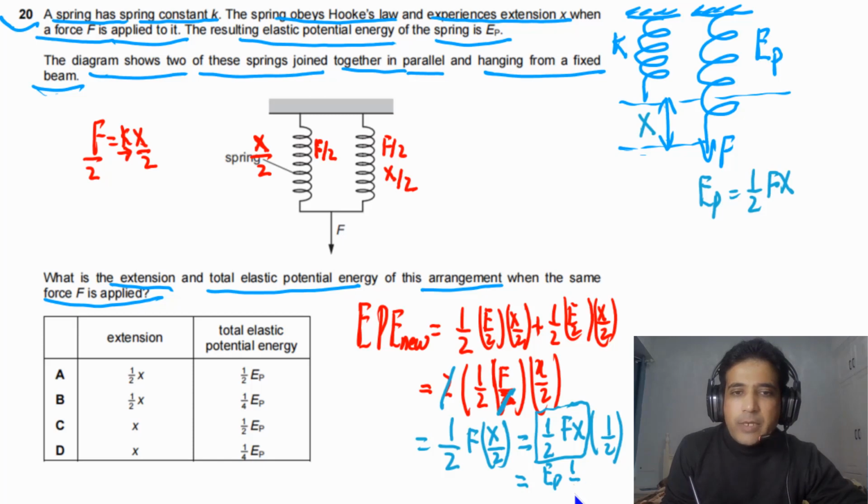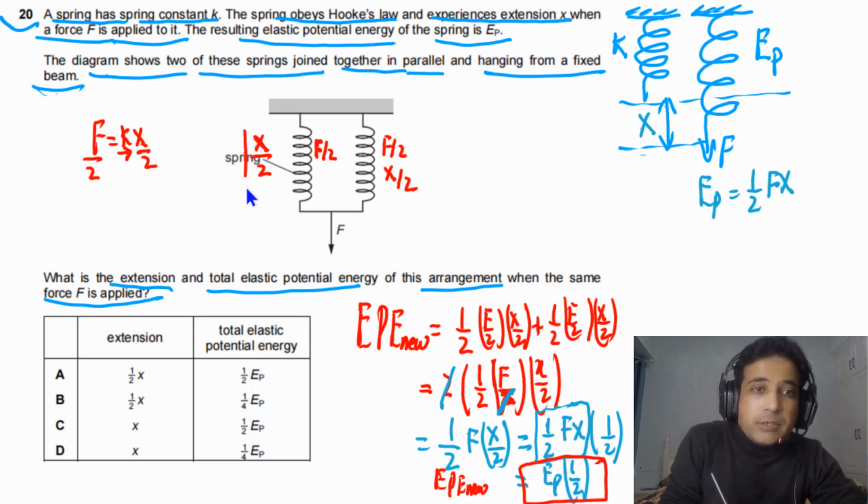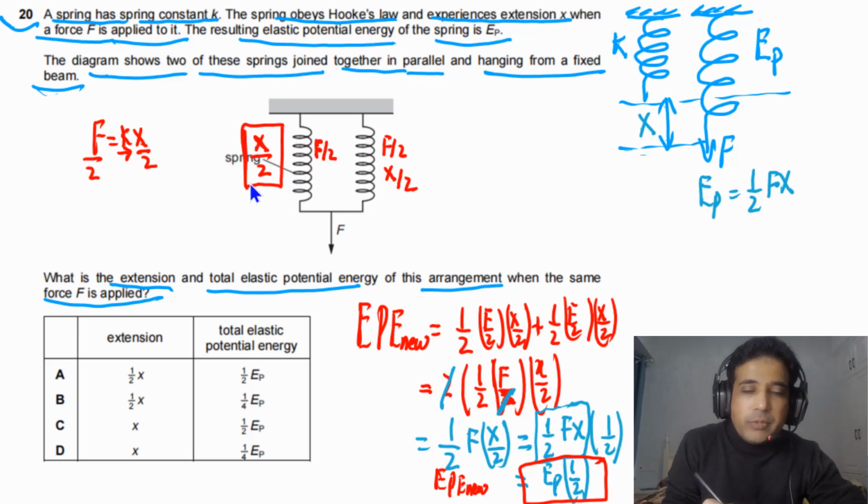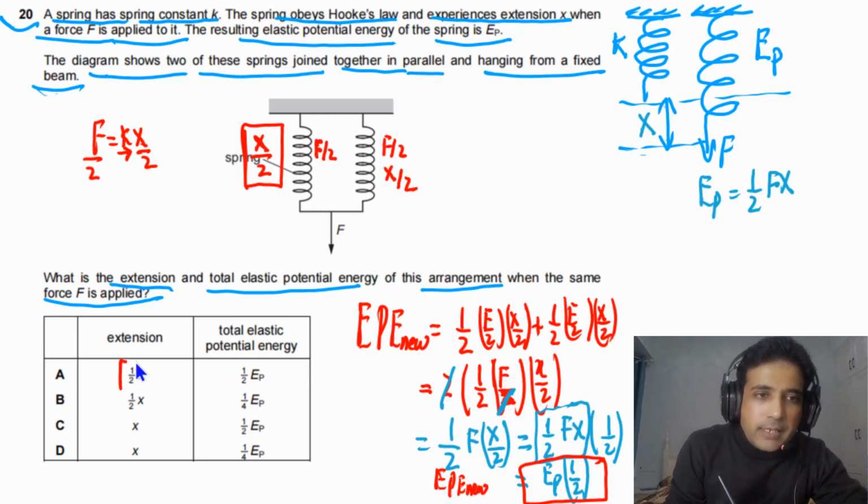Half of EP means the elastic potential energy in these two springs is half of the energy stored in one spring. So this is the value of new EPE, and this one is half. This is important. And the extension in each spring is also X by 2, meaning the extension of this arrangement is X by 2. So we can find our answer. If you look at A, extension is X by 2, and EPE is EPE by 2. So new EPE is half of the EPE of a single spring. So the answer for this one is A. The rest of the options are not possible.